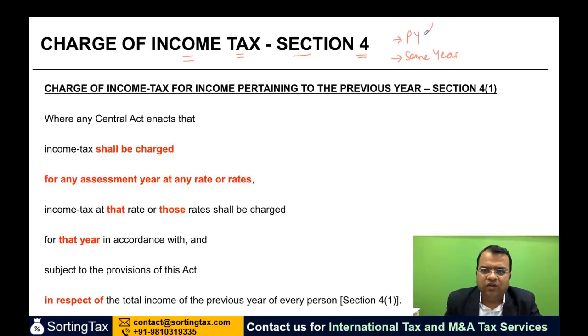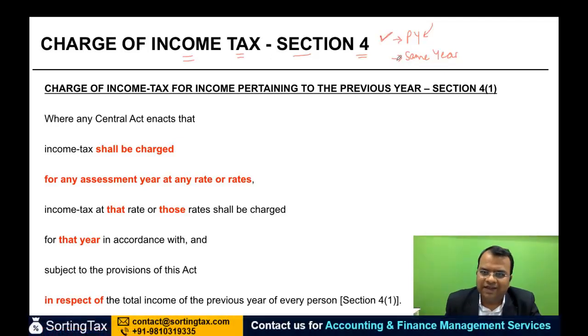Now, as a general rule, income tax is charged on income pertaining to the previous year in the assessment year. But there are some exceptions to this. First, let's understand this. Then we will discuss the exceptions. Charge of income tax for income pertaining to the previous year. Section 4, subsection 1.